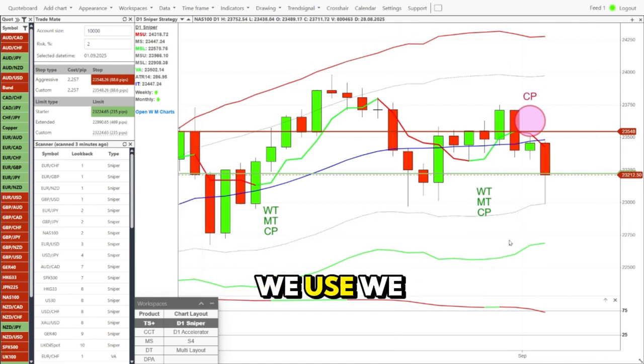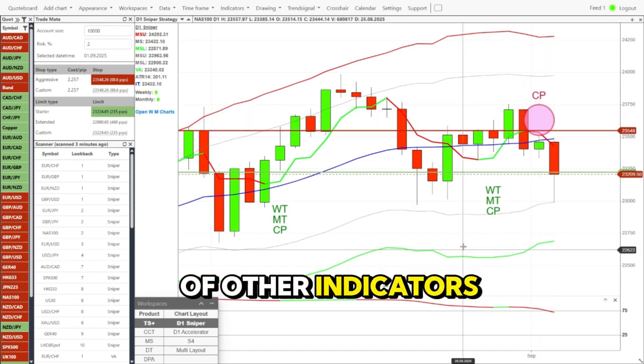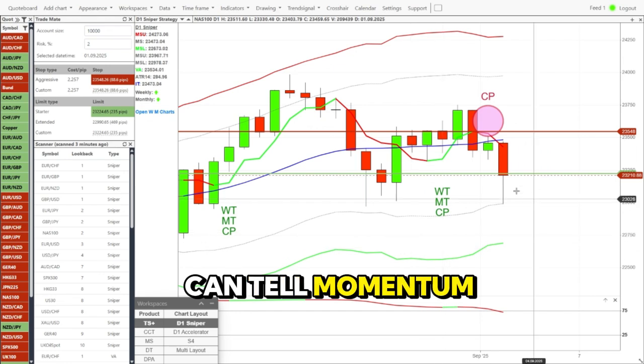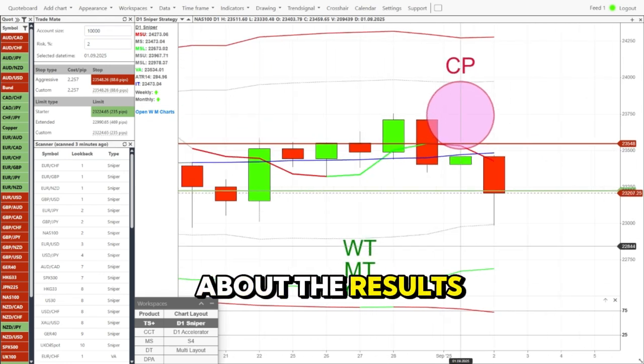So, what do we use? We look for these sniper discs that you see on the screen and a couple of other indicators that we developed so that you can tell momentum on different time frames. Let's go through the process. We'll then talk about the results and we'll then talk about how you can actually do these for yourself.